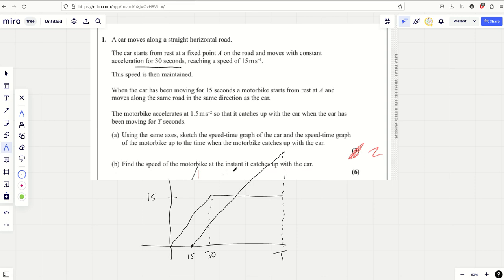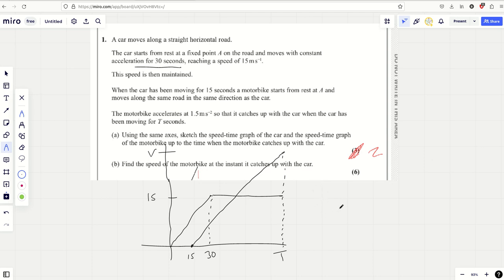So find the speed of the motorbike at the instant it catches up with the car. So in other words, we want to know this v. Yeah, that's what we want to know. It's got some kind of speed when it catches up with the car. It doesn't catch up at this point. Sometimes people think when they intersect it's caught up. No, that's not true. It hasn't caught up. That is not what's happening here.